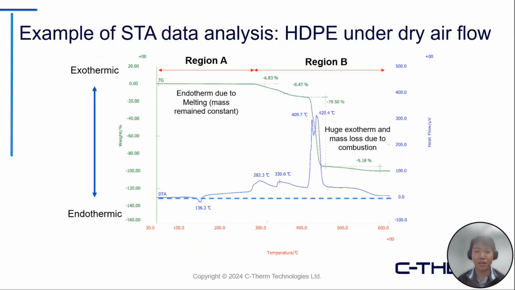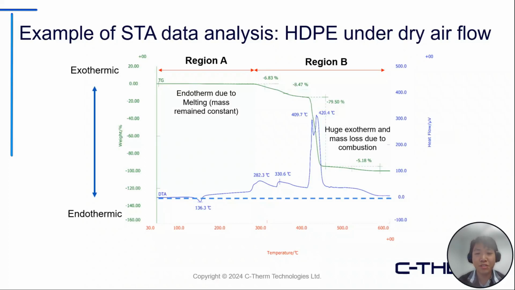And here I'd like to show you an example of what an STA data might look like. So this is a result from an STA measurement of HDPE. This is a polymer and has been measured from room temperature up to 600 degrees Celsius. So we can divide this data into two regions. Region A is not associated with any mass change, but you can see that there's some thermal event happening at 136.3 degrees Celsius. And we can deduce that this is a melting that occurred because there was no mass change and it's an endothermic reaction.